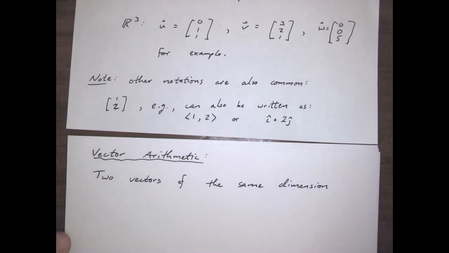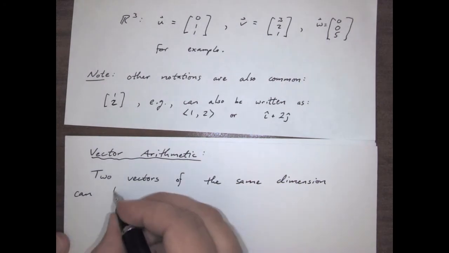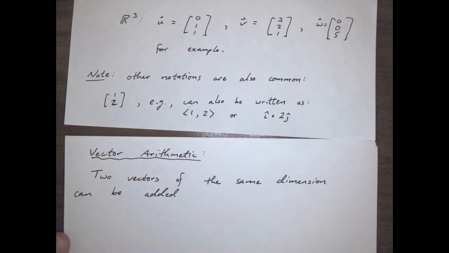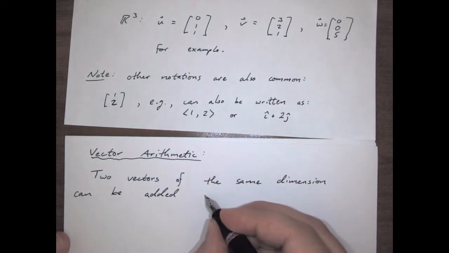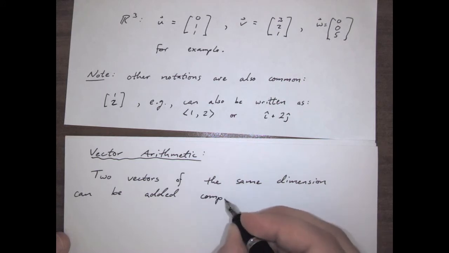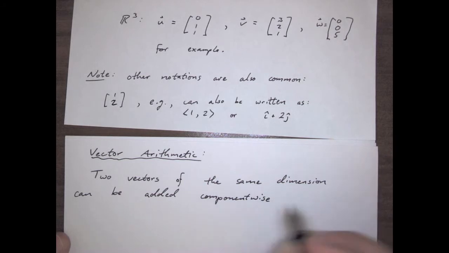So two vectors of the same dimension can be added. And we just add it component-wise. So you just add it component by component.